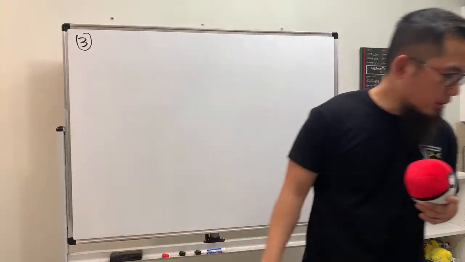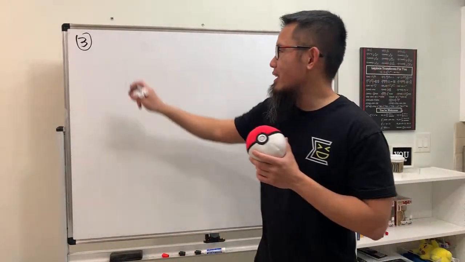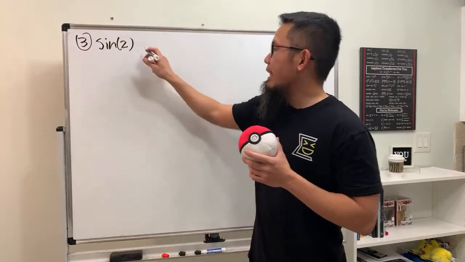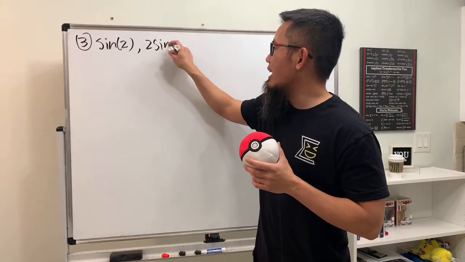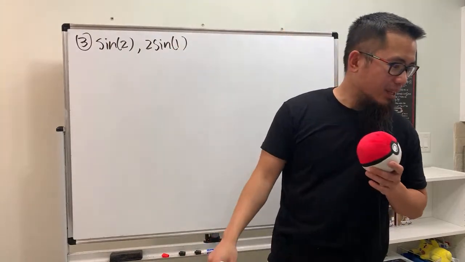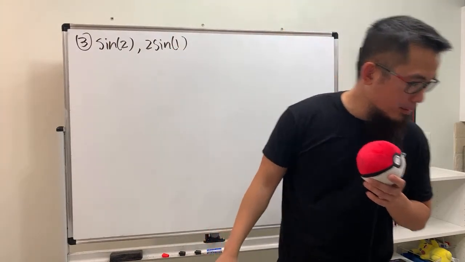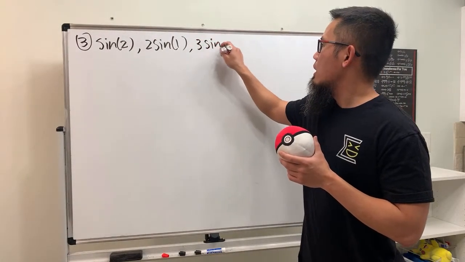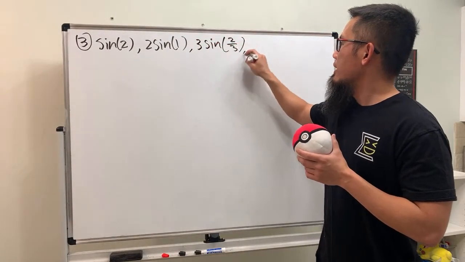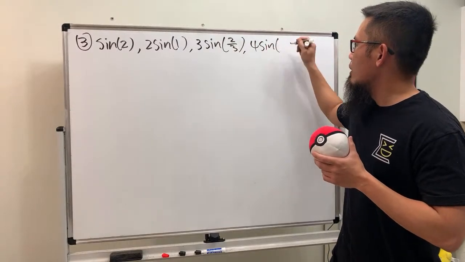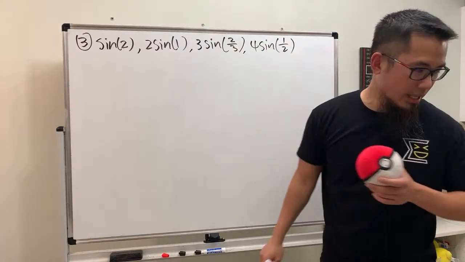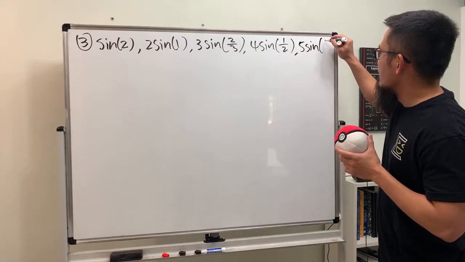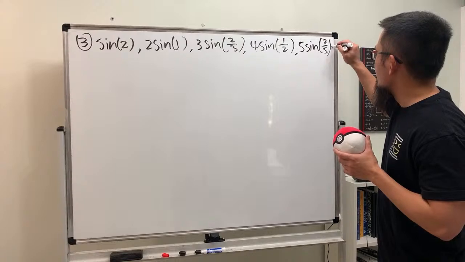All right, number 3. This right here is a fun one. Here we have sine 2, and then we have 2 sine 1, and then we have 3 sine 2 over 3, and then 4 sine of 1 over 2, and then 5 sine of 2 over 5, and so on, so on, so on.